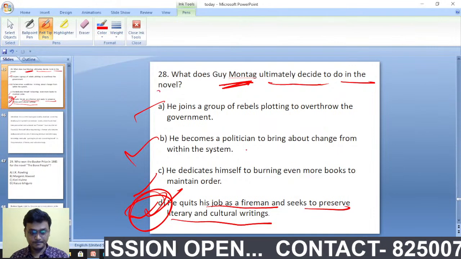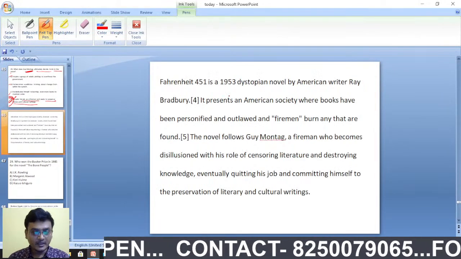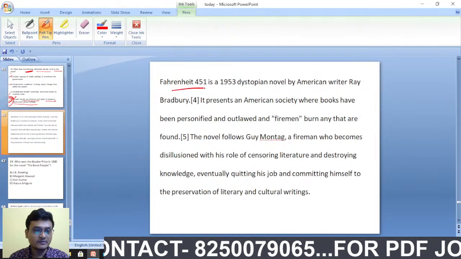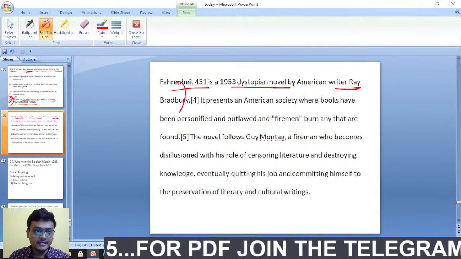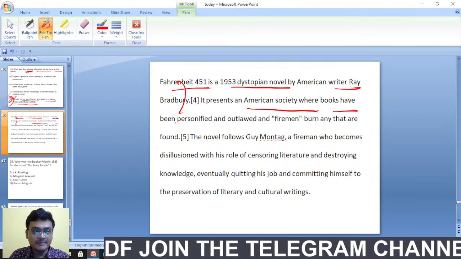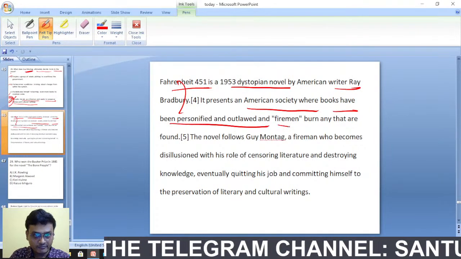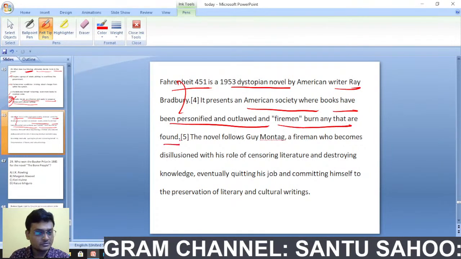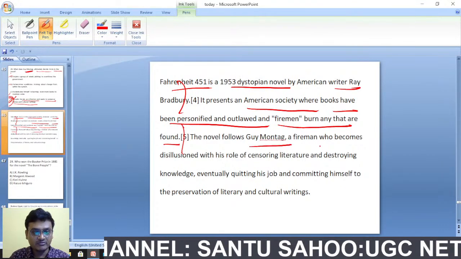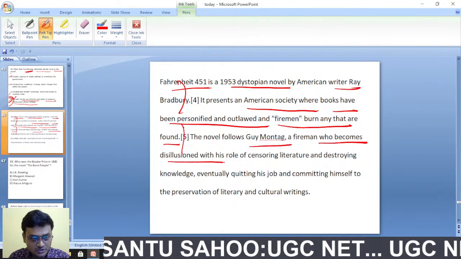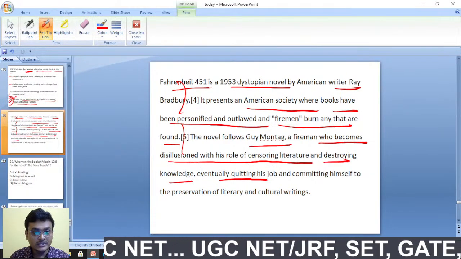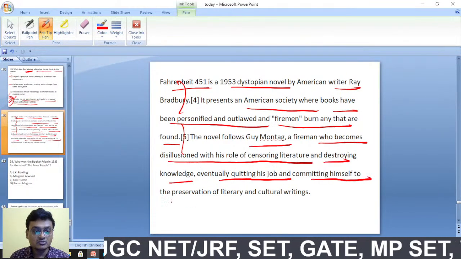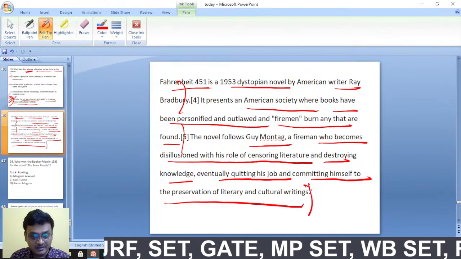Excellent, everyone. Fantastic. And here is the explanation. Fahrenheit 451 is a 1953 dystopian novel by American writer Ray Bradbury. It presents an American society where books have been outlawed and firemen burn any that are found. The novel follows Guy Montag, a fireman who becomes disillusioned with his role of censoring literature and destroying knowledge, eventually quitting his job and committing himself to the preservation of literary and cultural writings.